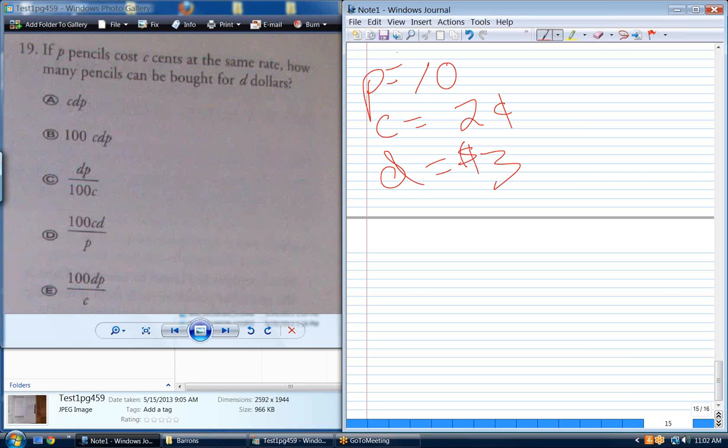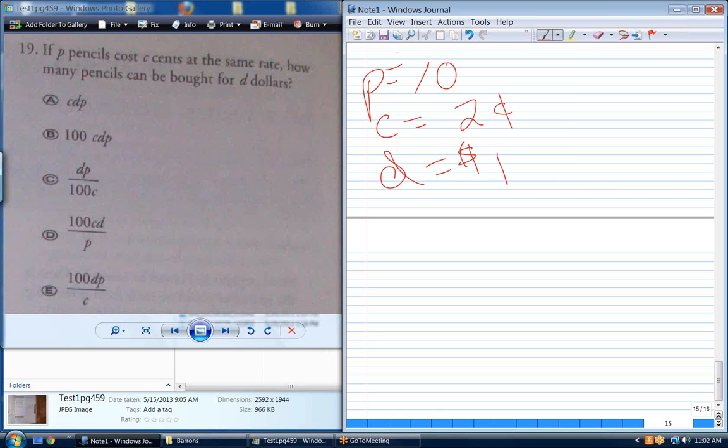It'd be actually 15. Let's make it easier. Let's make D 1. In other words, I can make up any number I want. The numbers I make up, I want to make the math easy. That's why I made P of 10, C of 2 cents. So, 5.